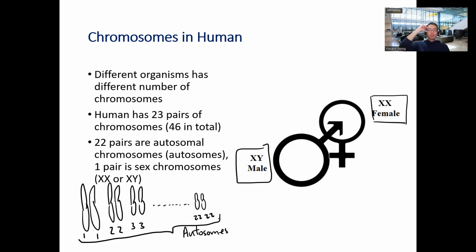Who's responsible for determining the gender of the child? Is it the father or is it the mother? Who's responsible for determining the gender, the sex of the baby? That's right. It's the dad, right? Because the dad has the Y chromosome. If the dad passes on the Y, then it's going to be a boy. If the dad passes on the X, it's going to be a girl.